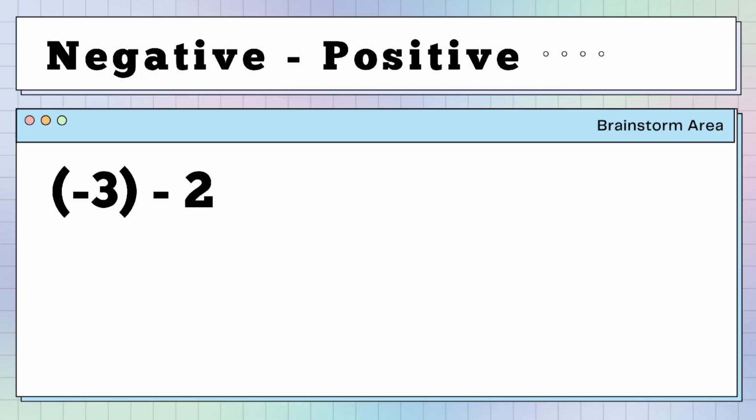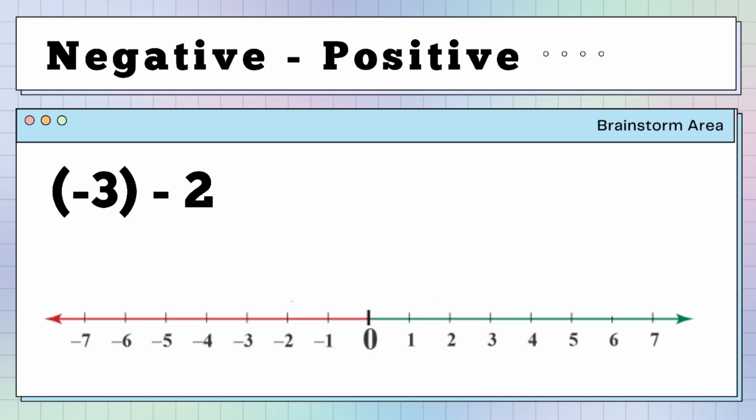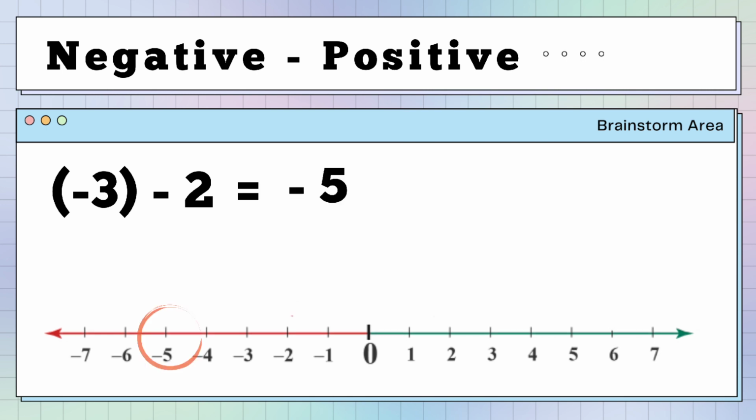Next one is negative minus positive. Here, both numbers will appear negative. You will just add the numbers and the sign will be negative. Let us use a number line for this. Since negative 3 is a negative integer, then we will count 3 from the left side of 0. And considering that 2 is also a negative number, we will count 2 from the left side of negative 3. And we got negative 5 as our final answer.